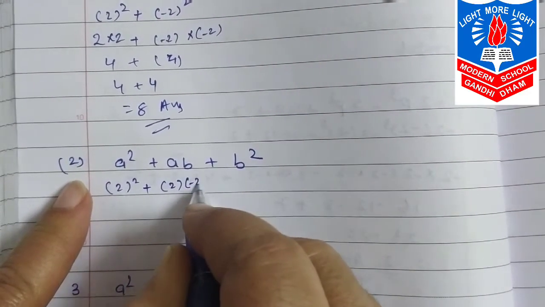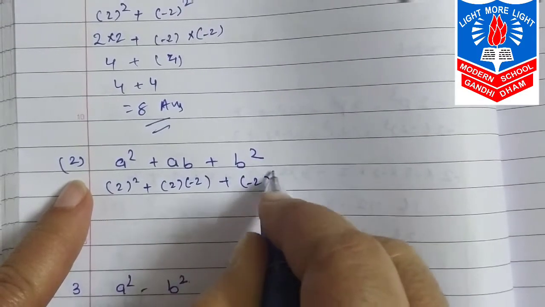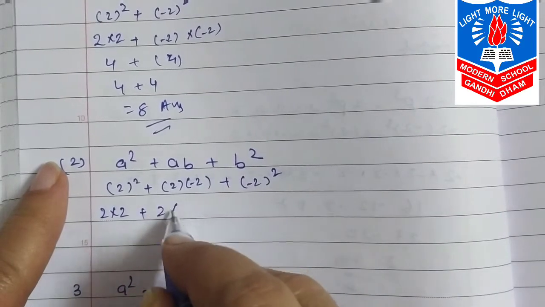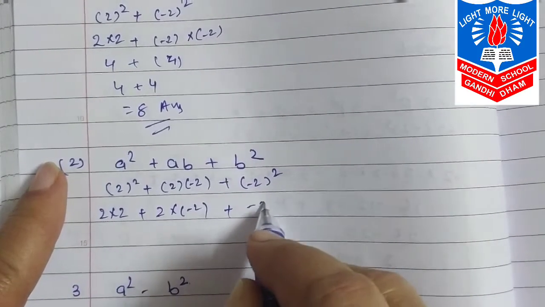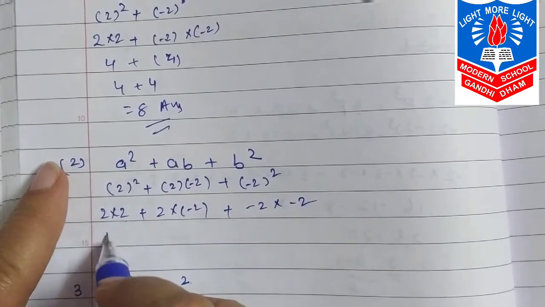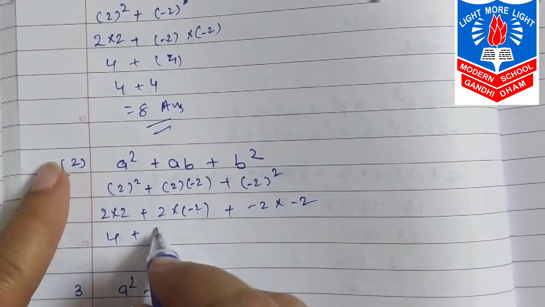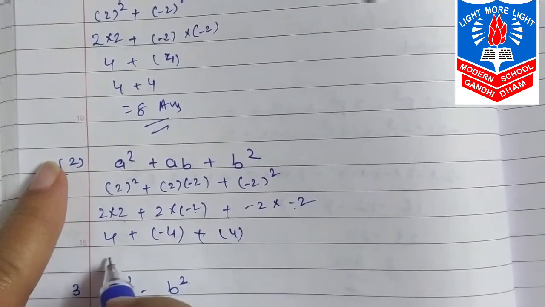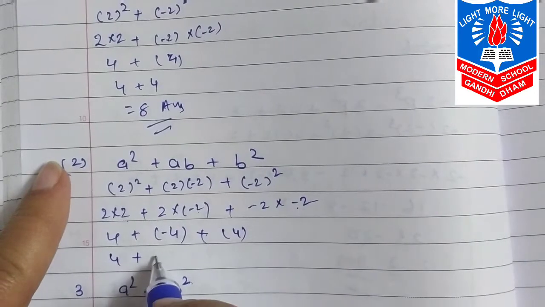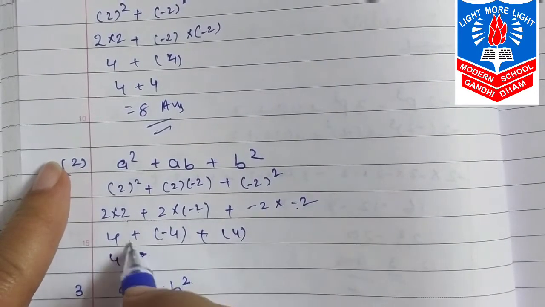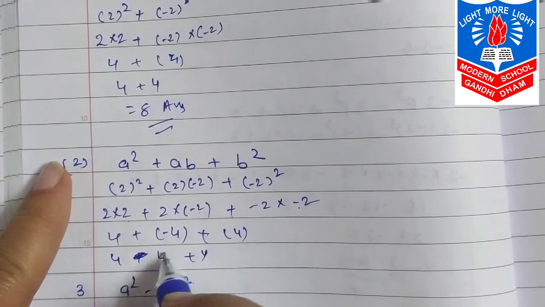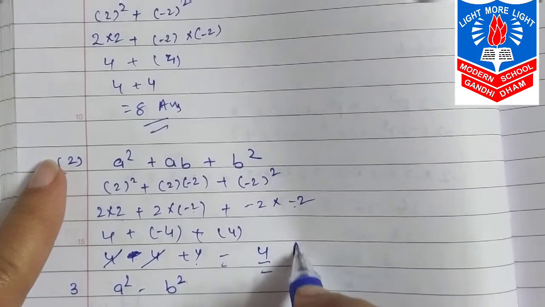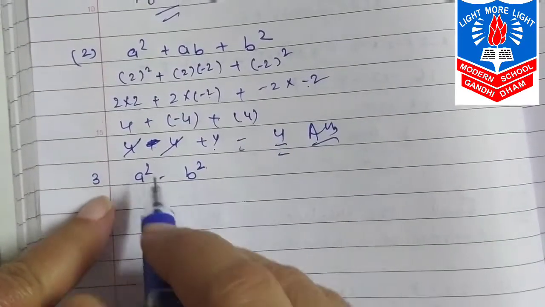Then second one, a square plus ab. Here 2 and here minus 2. 2 into 2, 2 into minus 2 plus minus 2 into minus 2. 2 2s are 4 plus minus minus 4, minus minus plus 4. So plus 4 plus, so I change here plus minus minus plus 4. This 2 plus is cut and here is 4. So answer is 4.